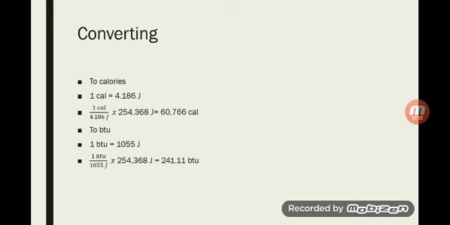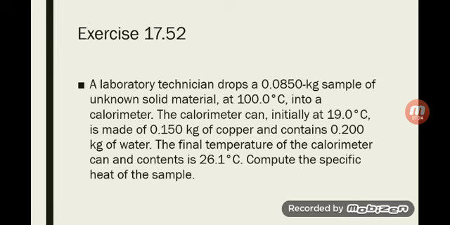Now let's move on to the last problem. A laboratory technician drops a 0.0850 kg sample of unknown solid material at 100 degrees Celsius into a calorimeter. The calorimeter can, initially at 19 degrees Celsius, is made out of 0.150 kg of copper and contains 0.200 kg of water. The final temperature of the calorimeter can contents is 26.1 degrees Celsius. Compute the specific heat of the sample.